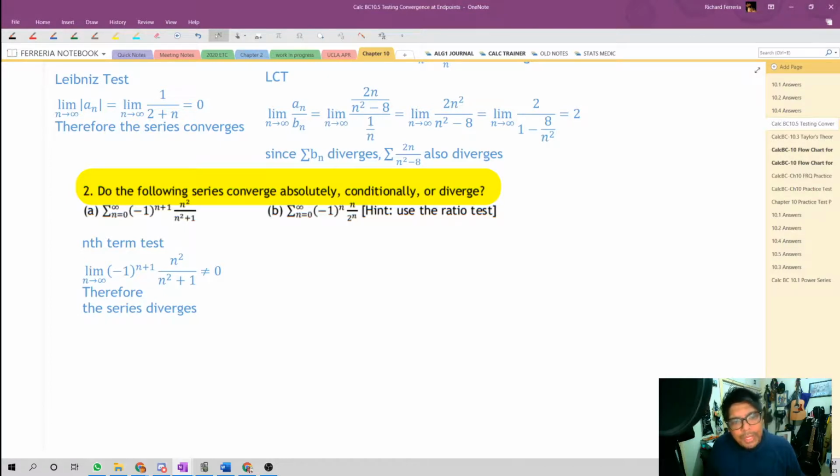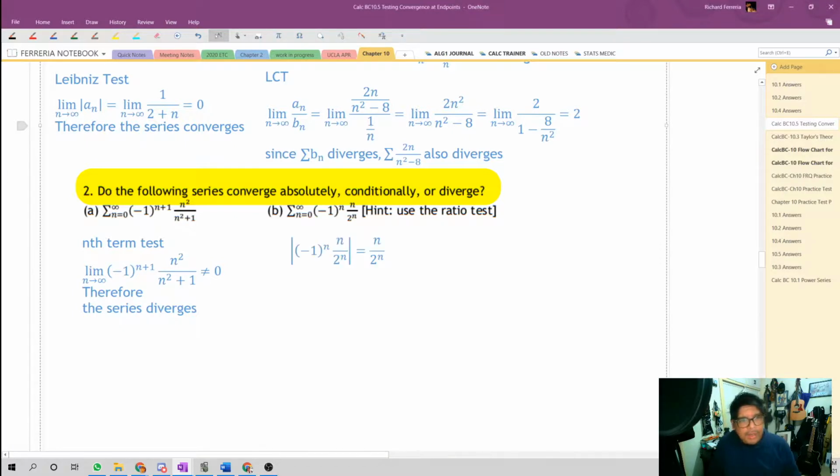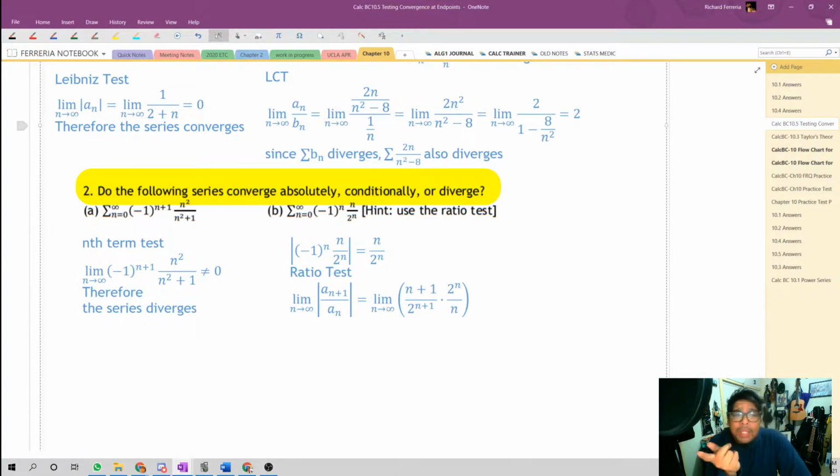Letter B comes with the hint to use the ratio test, so let's use the ratio test. And I'm actually going to use a ratio test on the absolute value of this series because I have a feeling this is going to converge absolutely. So there's my absolute value, and we're going to use the ratio test now. So the limit of the ratio of the n plus 1th term over the nth term is going to be equal to the limit of the product n plus 1 over 2 to the n plus 1 multiplied by 2 to the n over n. So there are a couple of steps combined here.